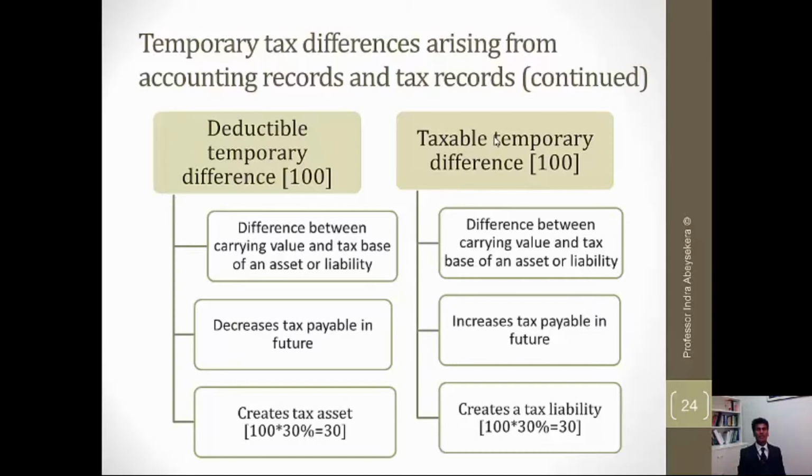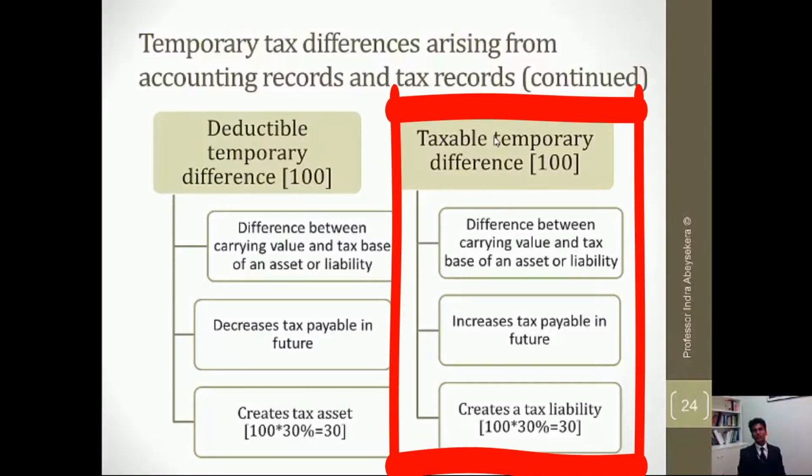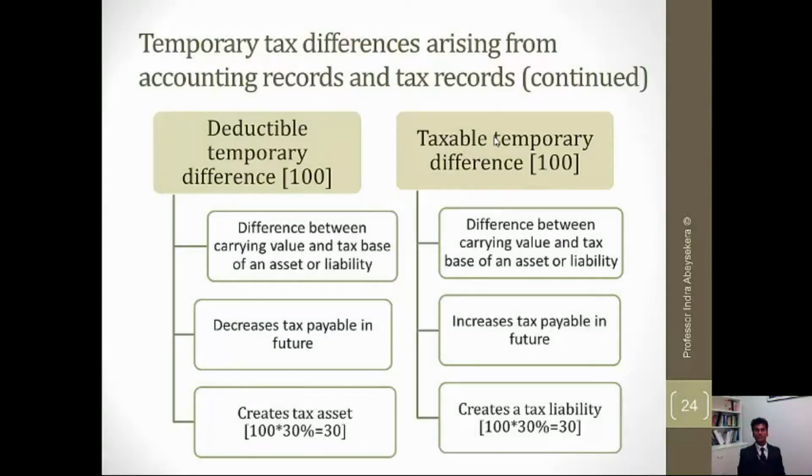On the other hand, if this difference is going to create tax payments in the future, then it is a liability. That difference becomes a liability. And that difference is called taxable temporary difference. And 30% of that gives us a deferred tax liability. Similarly, a deductible temporary difference can be deducted, and 30% of that is a deferred tax asset.